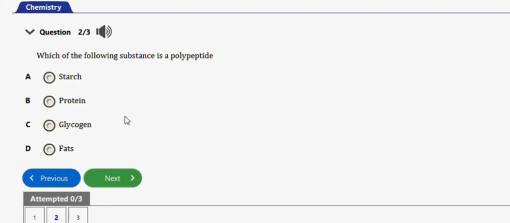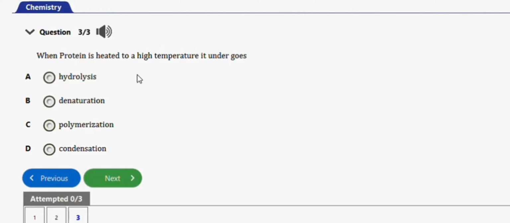The last question I have here before we end this video will be this one. It says, when protein is heated to high temperature, it undergoes... we have option A, hydrolysis, B, denaturation, C, polymerization, D, condensation. So the right answer will be option B, which is denaturation. When protein is heated to a high temperature, it undergoes denaturation.